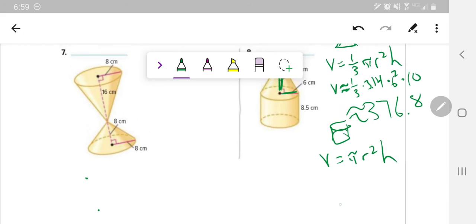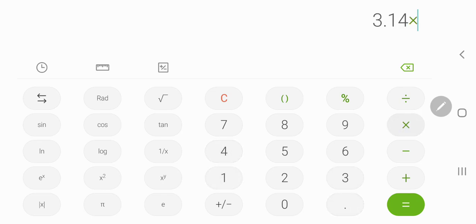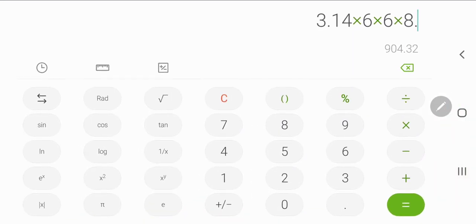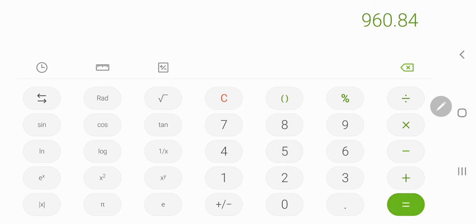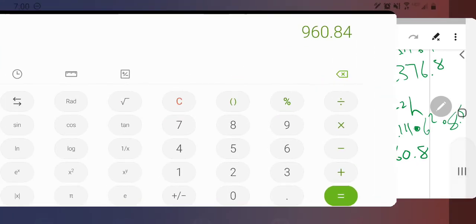And now we've got to get the volume of the cylinder. So that's going to be 3.14 times the radius of that, which is 6, squared, times, what's that, 8.5? 8.5 is the height. So let's go to the calculator. 3.14 times 6 times 6 times 8.5, enter. That's 960.8. 960.8, is that right? Did I remember that right?